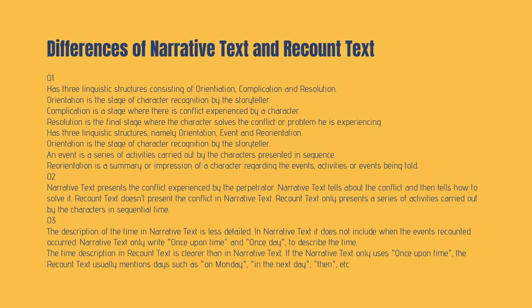The description of time in narrative text is less detailed. In narrative text, it does not include when the event recounted occurred. Narrative text only writes once upon a time and one day to describe the time. The time description in recount text is clearer than in narrative text. If narrative text only uses once upon a time, recount text usually mentions days such as on Monday, the next day, and many more.